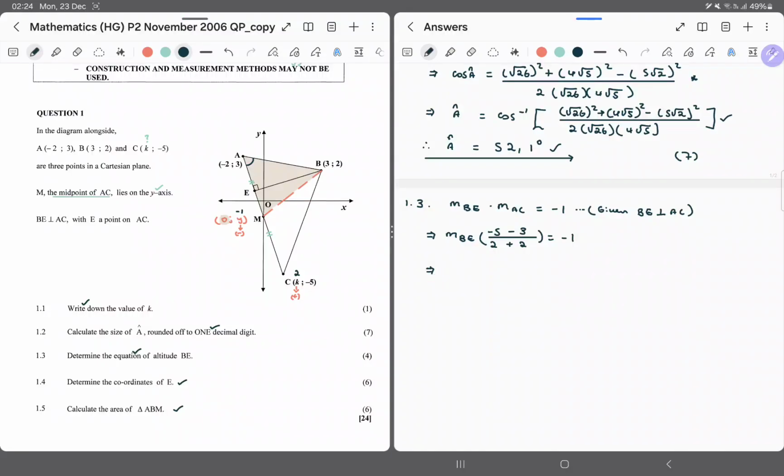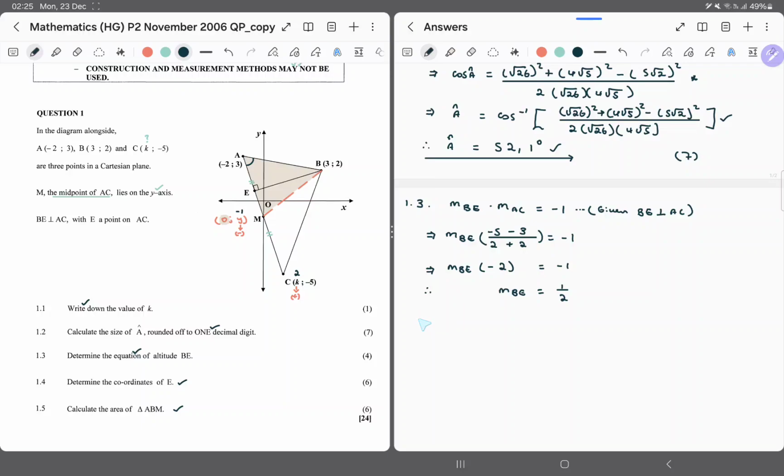And then this implies that the gradient of BE into, because we will need this gradient maybe, we want to show it. So this is -8 divided by 4. So this is -2, is equal to -1. Very interesting stuff. So therefore, the gradient of BE is going to be a half. Okay, we can see it's a less steep gradient. This is quite steep. Not a problem.